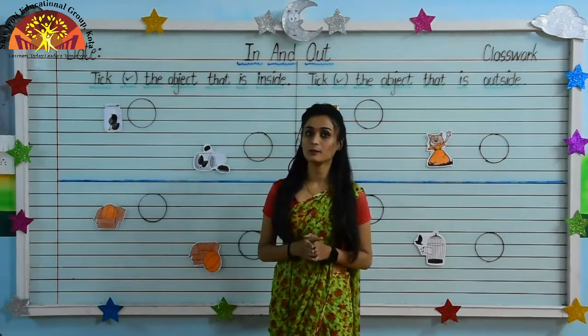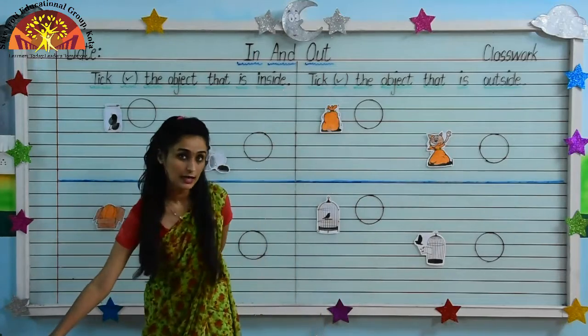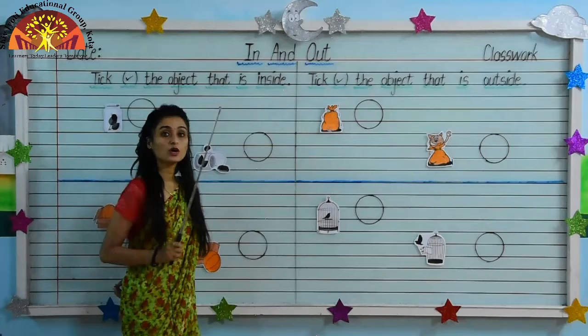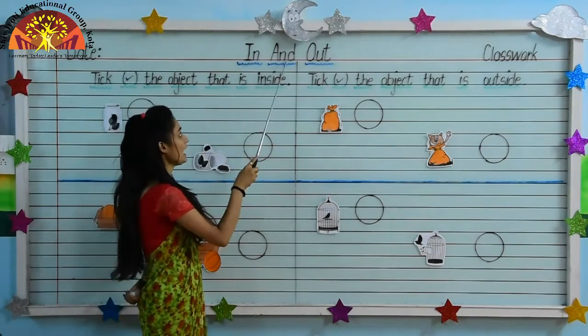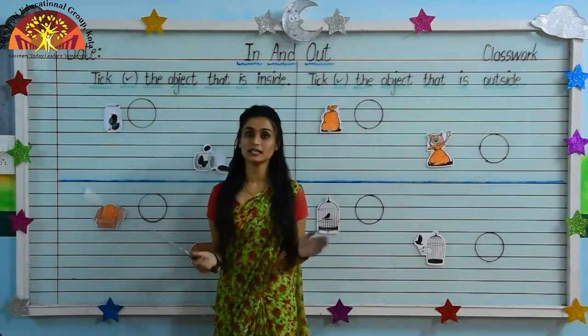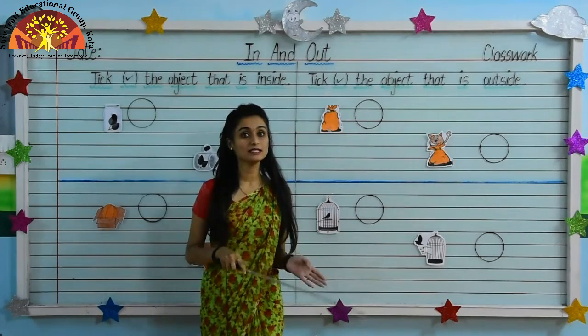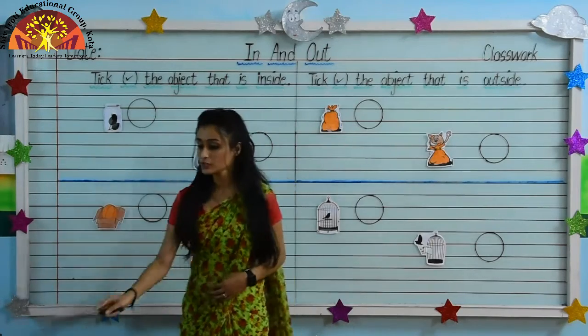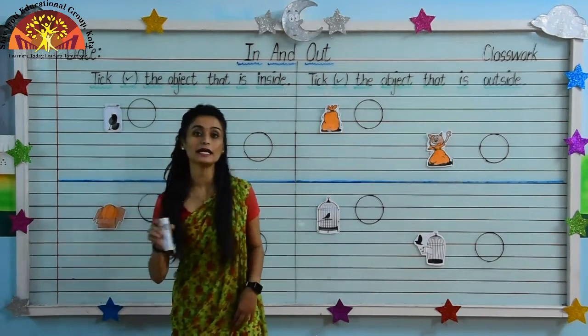So kids, today I am going to teach you one concept of in and out. In means inside, किसी चीज के अंदर. Out means outside, किसी चीज के बाहर. Okay? So kids, I am going to show you few examples.